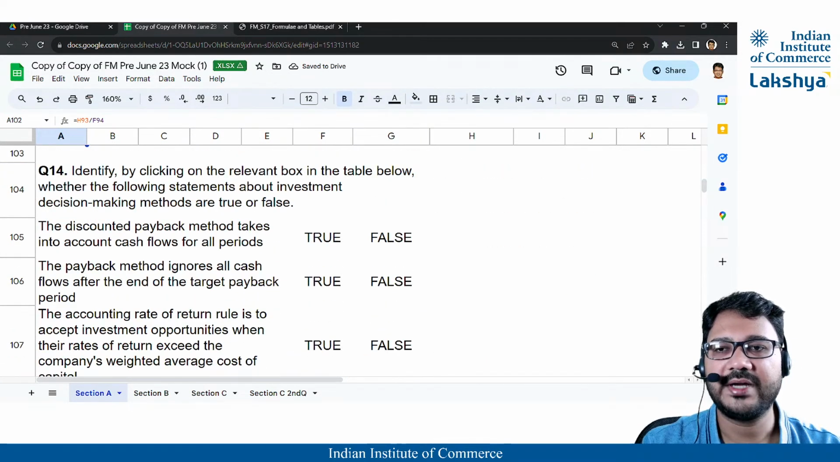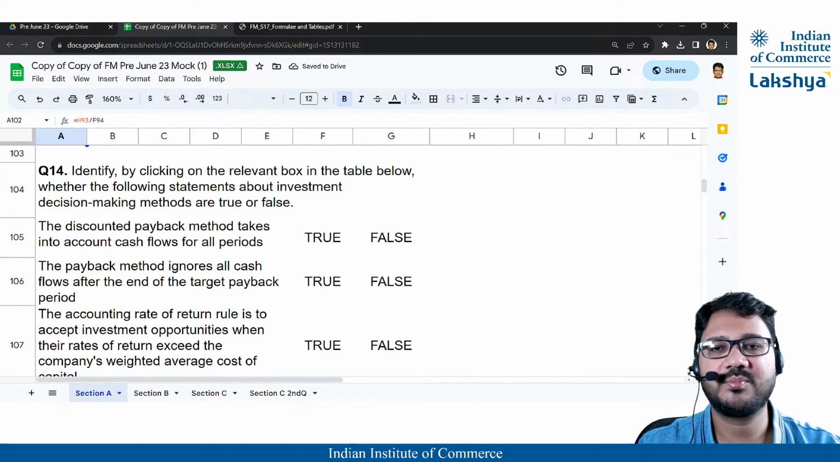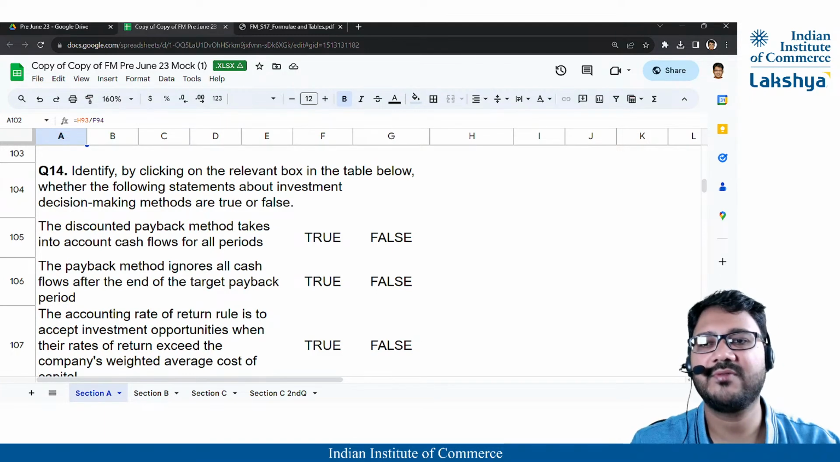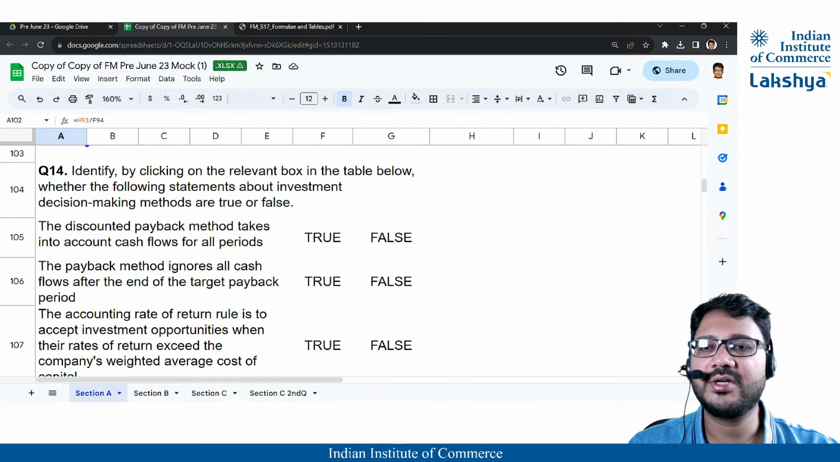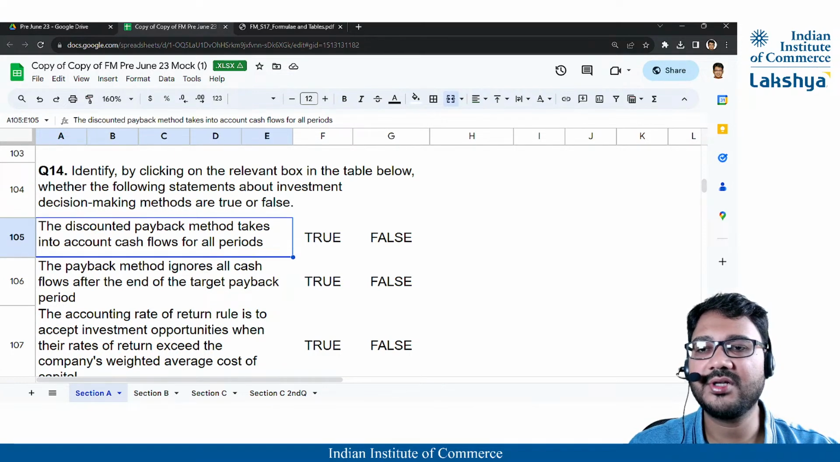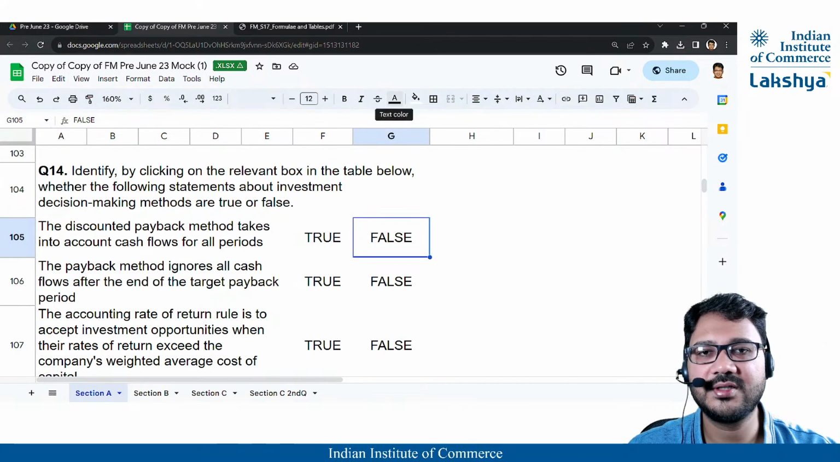Okay, identify by clicking on relevant boxes in the table below whether the following statements about investment decision making methods are true or false. Okay, discounted payback method takes into account cash flow for all periods. No, that's in fact a limitation. Okay, it just stops after you get the payback period.